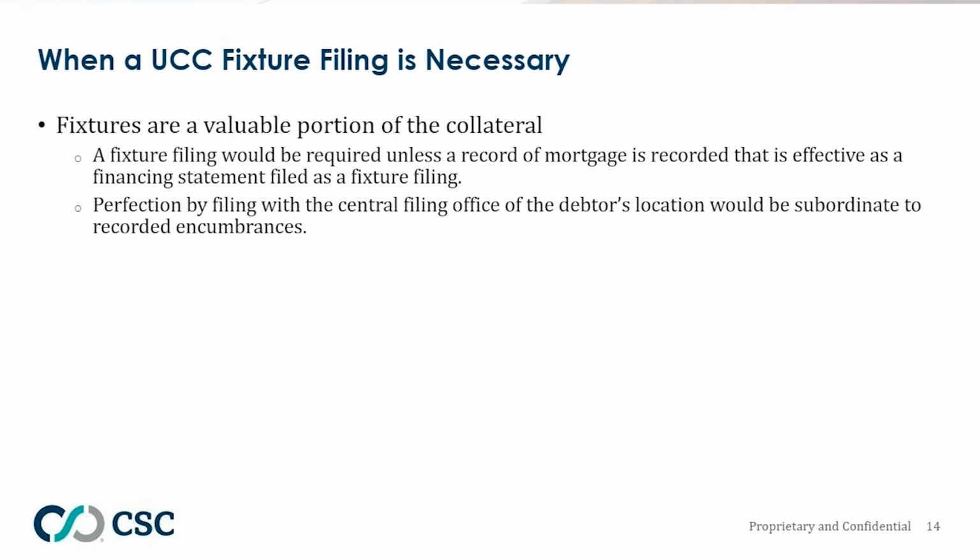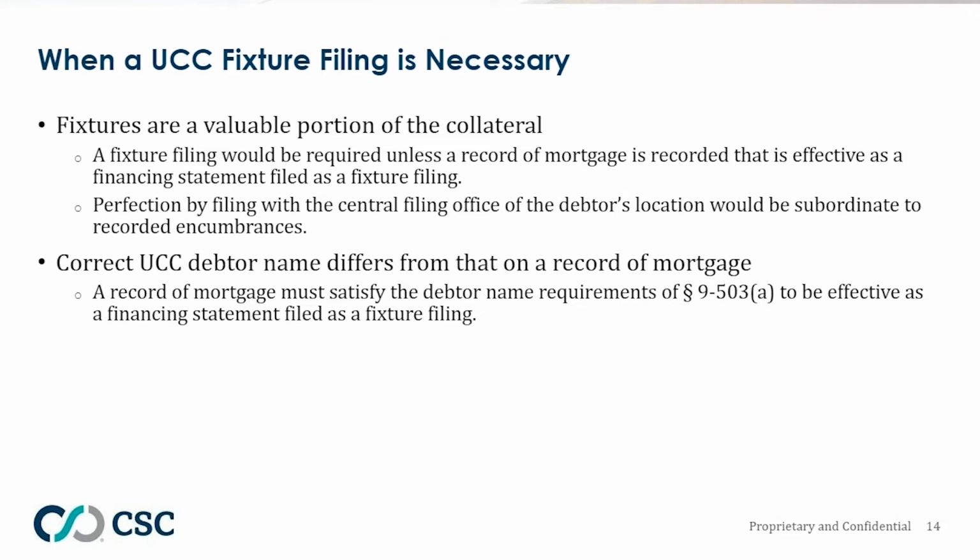Well, if fixtures are a valuable portion of the collateral, if they're more than just a minor part of it, it's a good idea to file a fixture filing unless there's a record of mortgage involved, assuming it meets the requirements for sufficiency under Article 9. And the other thing to remember about that is that a state level filing on fixtures is going to be subordinate to recorded encumbrances, so it probably makes sense to file a fixture filing rather than a state level filing on fixtures when the fixtures are a valuable part of the collateral.